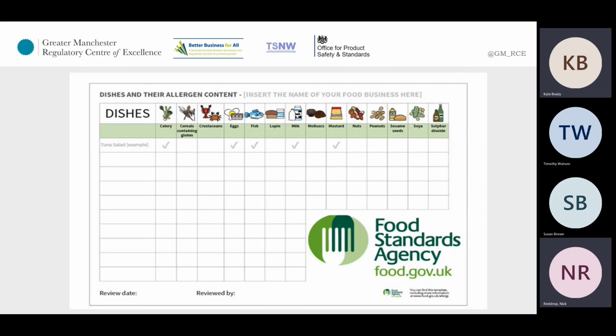So we should all be aware of these 14 allergens, and Tim covered these earlier. The new PPDS rules will help people with allergies to other ingredients, as there are many other ingredients that people are allergic to. So having an ingredients list will be helpful for those individuals. So this is an example of a matrix chart used in many food businesses, which, as you can see, lists the dishes and then the 14 allergens are listed across the top. And you simply tick if each dish contains any of the 14 allergens.